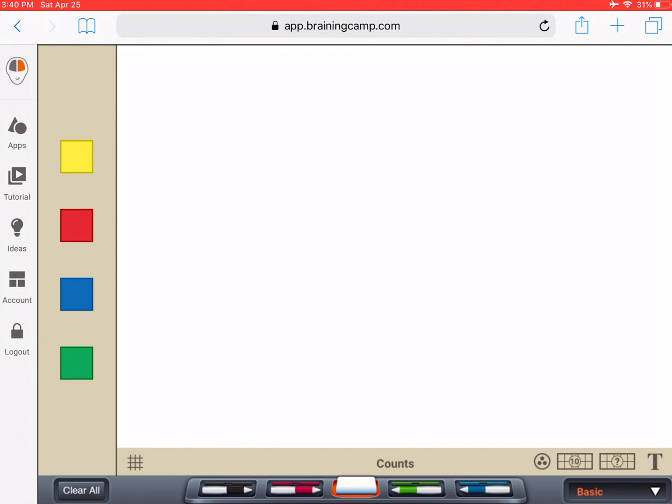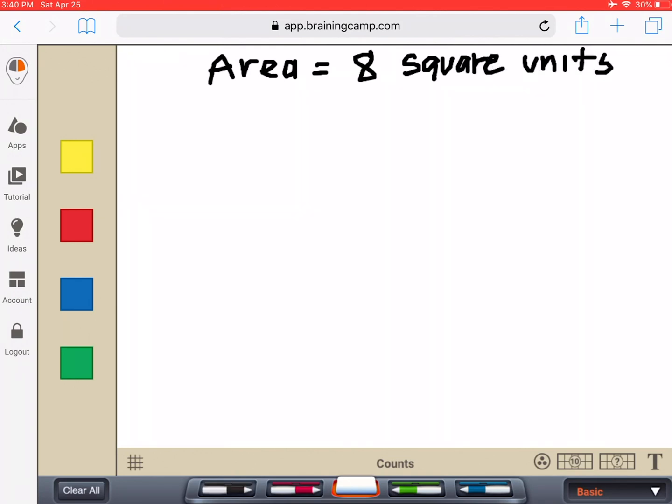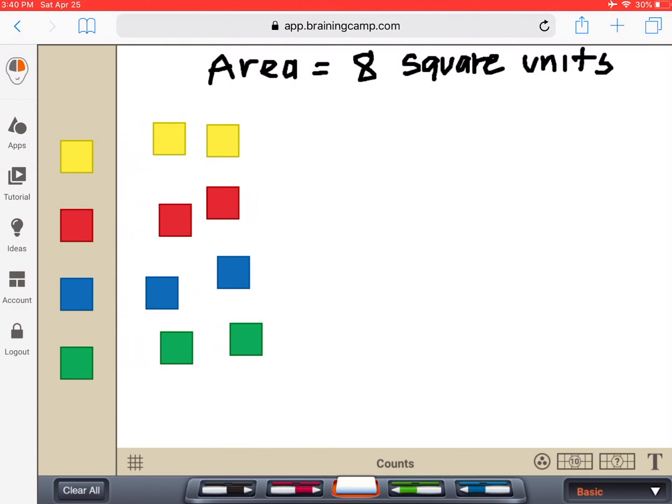So we know that Theo's teacher gave us the task of finding rectangles that have an area of 8 square units. This is going to be an area of 1 square unit, 2 square units, 3, 4. These are all squares. They all represent 1 square unit. Okay? So that's 4, 5, 6, 7, 8. Now, our task is to find how many different rectangles we can build with these 8 tiles.